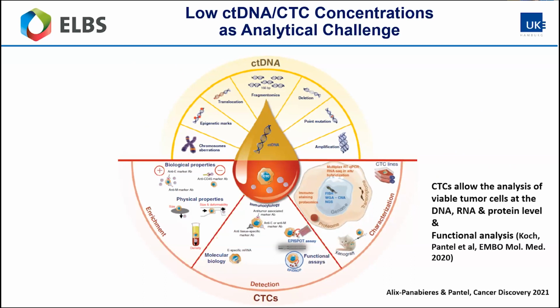And for the CTCs, I just want to mention that we have to do 3 steps. We can enrich the tumor cells. We can identify them by a single analysis, for example, with immunocytology. And then we can do downstream analysis of the CTCs at the DNA, RNA, and protein level. And we have also added models for functional analysis, including drug screening, that has been published lately in EMBO Molecular Medicine.